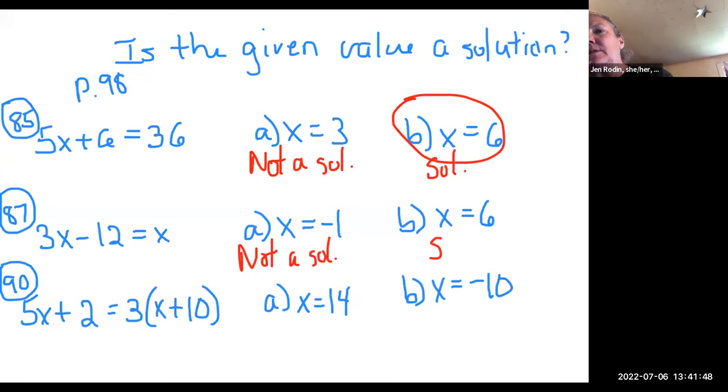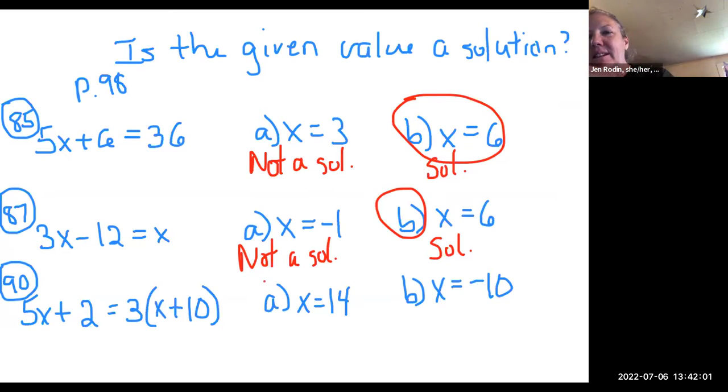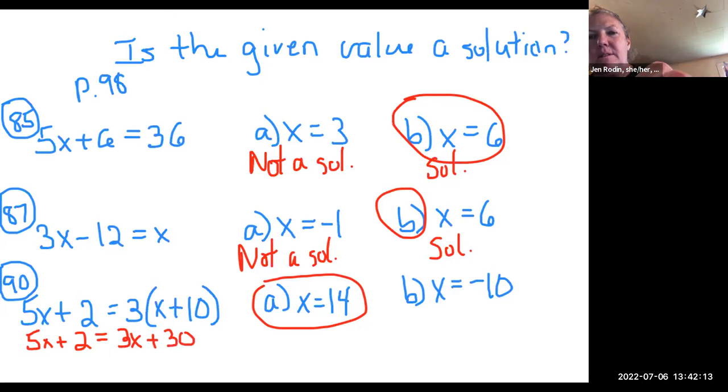This one is a solution. Like I said before, though, sometimes neither are the solution, and I'll try to trick you with that. So don't fall into that trap. And then for 90, it was 14, wasn't it? Let's see, this is going to be 5x plus 2 equals 3x plus 30. So 2x equals 28. Yep, that one was 14. So that's the solution, and that's not.